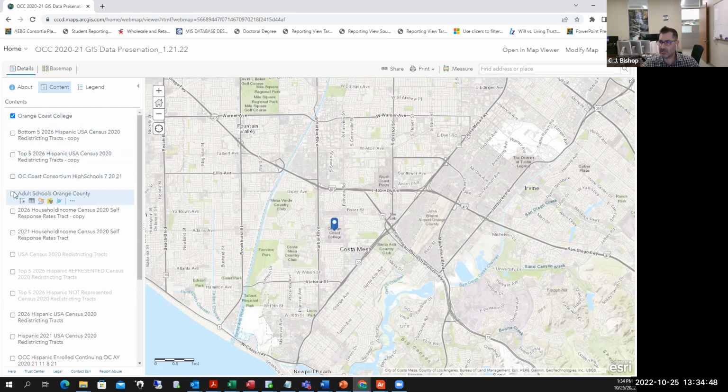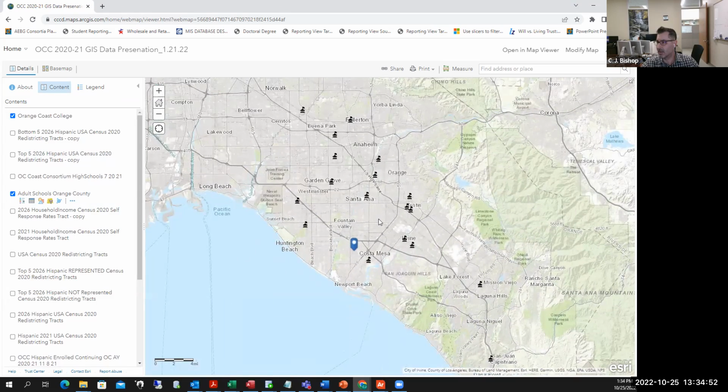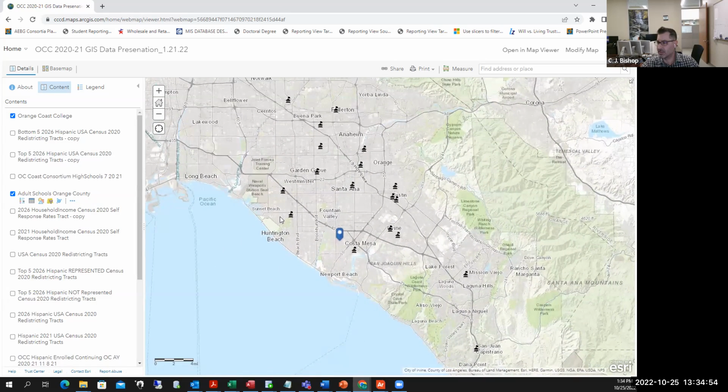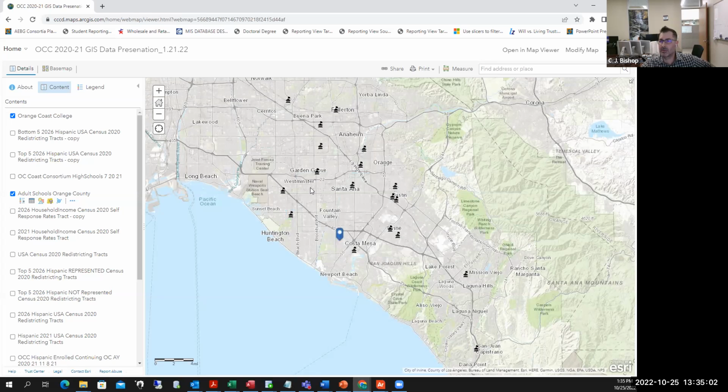Yeah, so if we look at some of the adult schools in Orange County, we expand out some of the ones in the region. We are consortium partners with a couple. We work very closely with Huntington Beach Adult School, who has a couple locations. We also work with the organization out of Garden Grove as well.